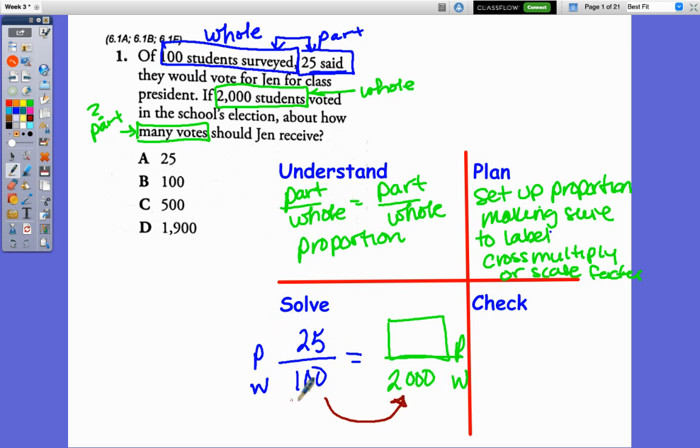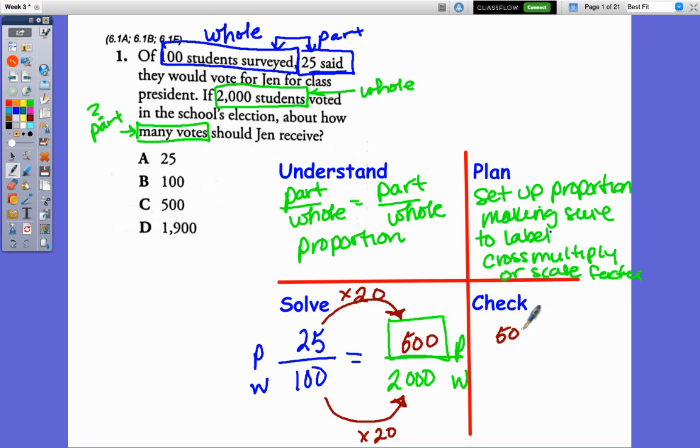Now, I could cross multiply, but I'm going to be honest, scale factor here is actually quicker. So you could bat and ball it, or you could go, well, what do I do to 100 to get to 2,000? And my answer is multiply by 20. And whatever I do to the bottom, I need to do to the top. So I multiply by 20, and I get 500.